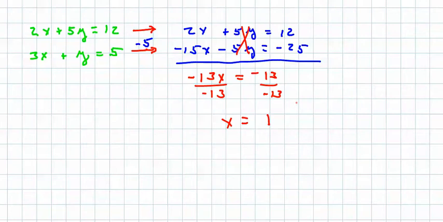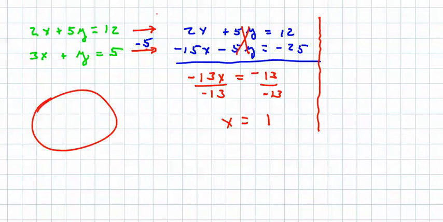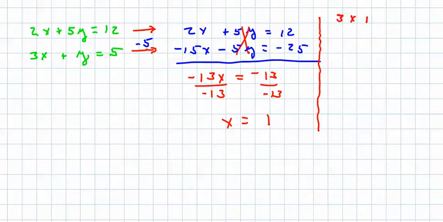Now, I can use either equation, it does not matter. I can solve this to the right, I can solve it down here. It doesn't matter where I solve it. I'm going to solve it over here. 3x plus y equals 5. I chose this equation because the coefficient here is a 1. So when I solve, I don't have to divide by anything.